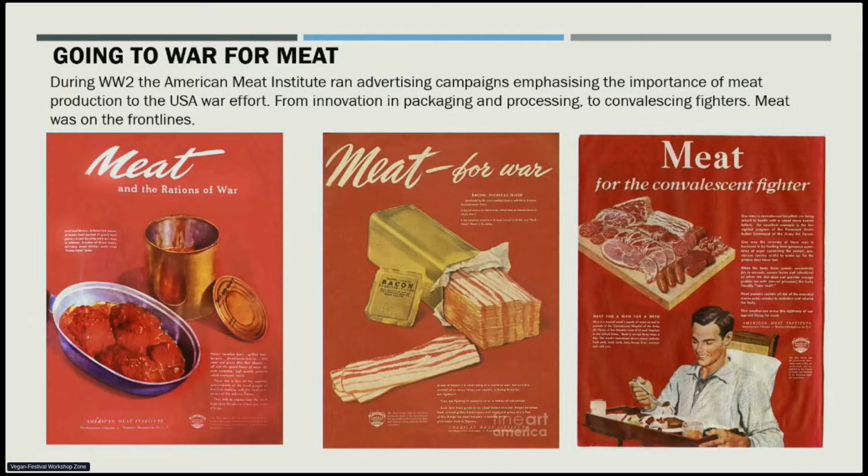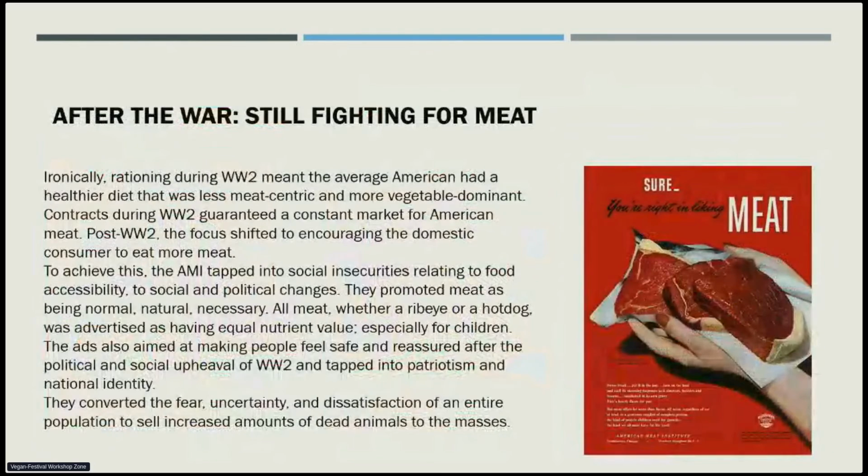After the war, they had to change tack. They still use this nice, pretty bright red that attracts attention. But during the war, of course, the front lines were a market base for meat production. And ironically, during World War II, the domestic American had a healthier diet that was less meat-centric and more vegetable-based, higher in fibre, and actually better for them because of rationing. But post-World War II, they had to actually start to get the general consumer to eat more meat, otherwise the market was going to fall.